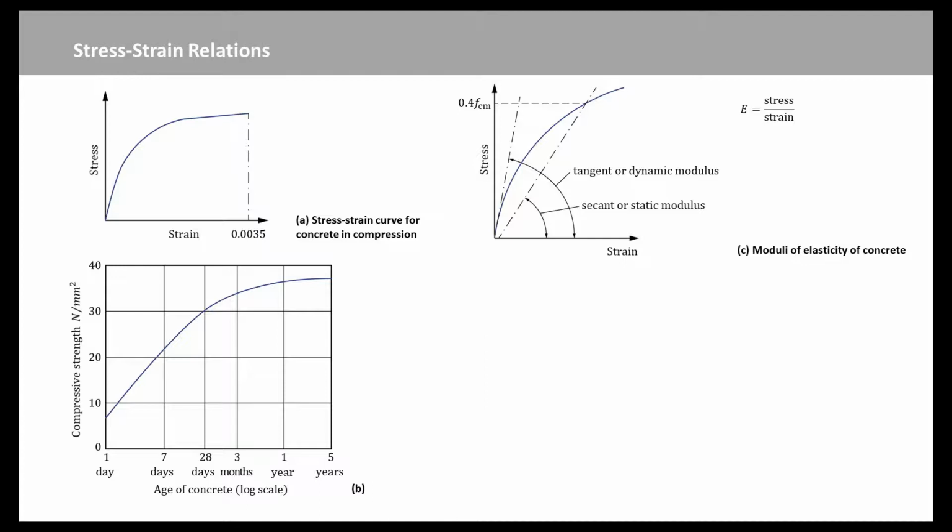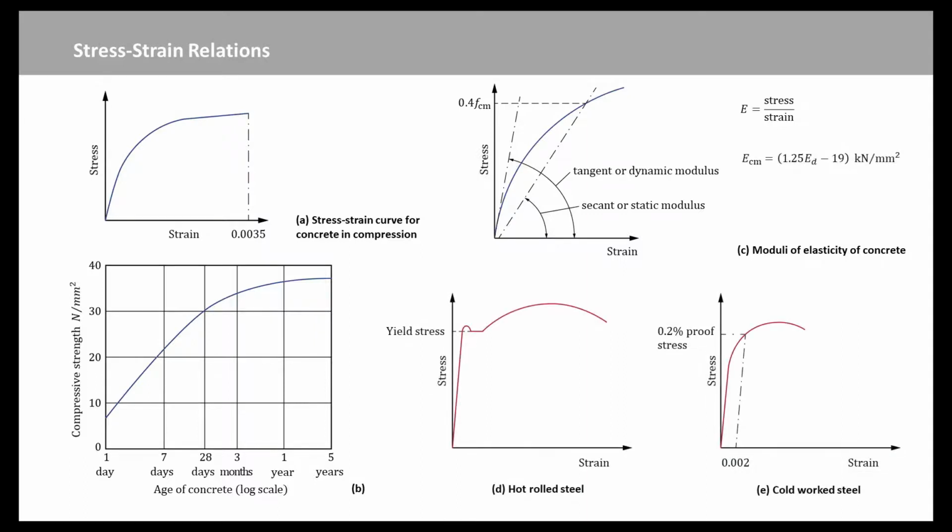The actual value of E for concrete depends on many factors related to the mix, but a general relationship is considered to exist between the modulus of elasticity and the compressive strength. For steel, we can see the D and E figures. These figures show typical stress-strain curves for hot-rolled high-yield steel and cold-worked high-yield steel.